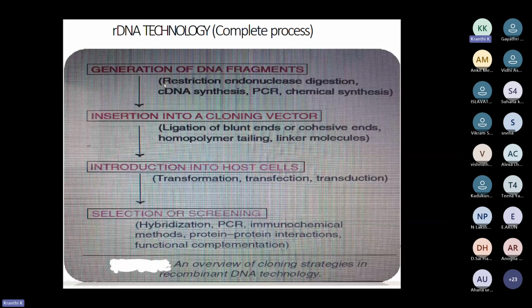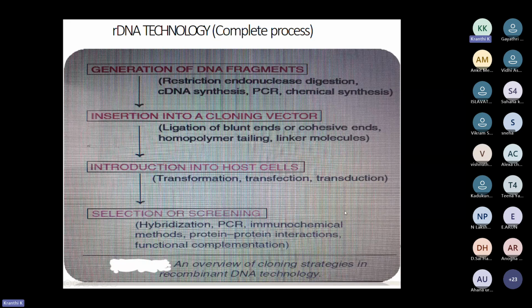See, this is one more slide. Generation of DNA fragments: restriction enzymes digest or cut the DNA, and later you insert it into a cloning vector, then ligate it. After that, introduction into the host cells. How to insert into the host cell? By transformation, transfection, transduction, or conjugation also you can use. And later, once done, you do hybridization, PCR techniques or other methods to purify them.